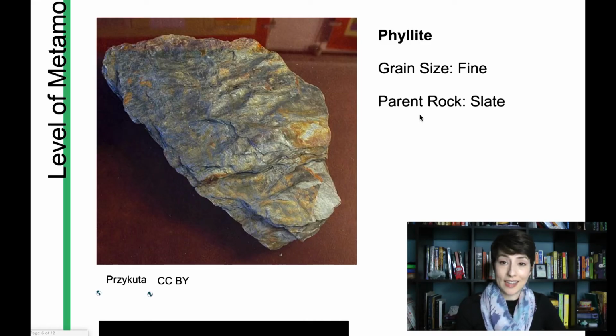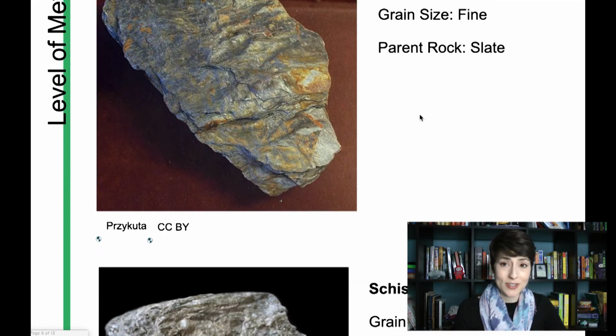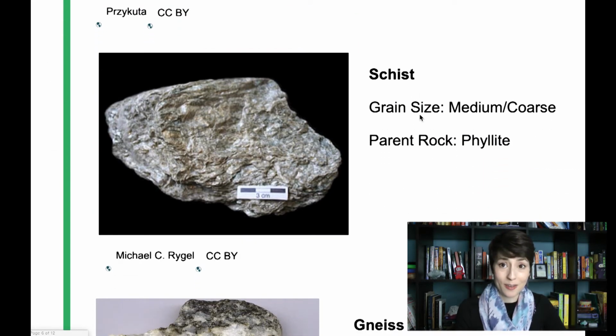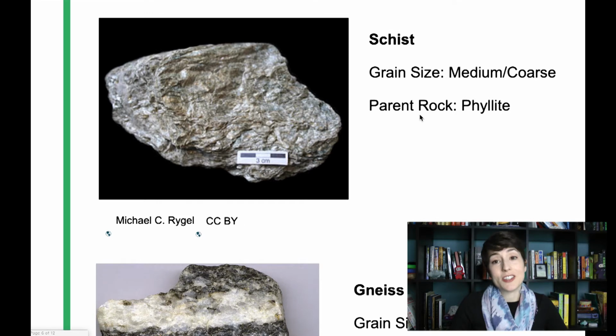Now we're going to take that phyllite, we're going to exert even more temperature and pressure, and we're going to turn it into the next grade of metamorphic rock, and that is called schist. So this is a medium to coarse grained rock. Yes, it is also composed of a lot of mica, and in this kind of a rock, you're going to actually see flecks of mica, and the mica can also flake off sometimes too.